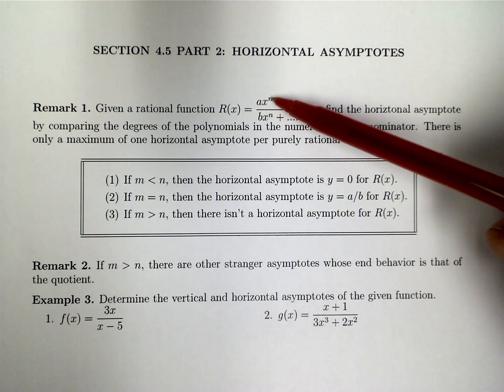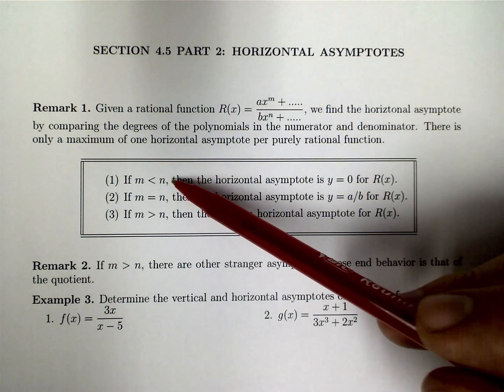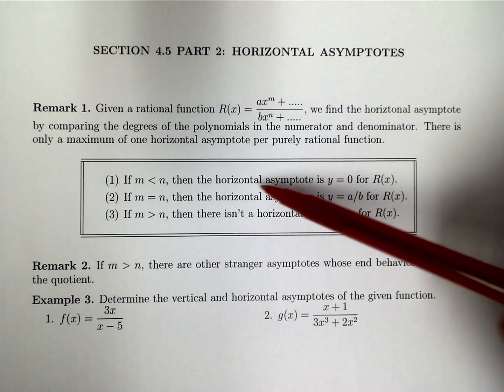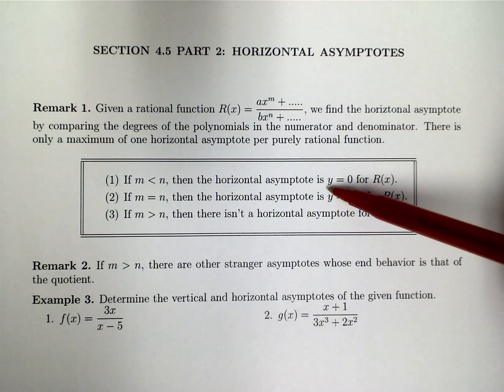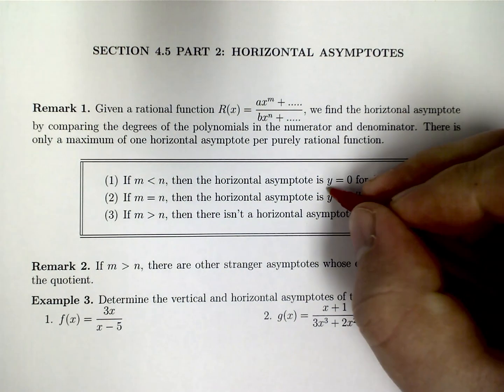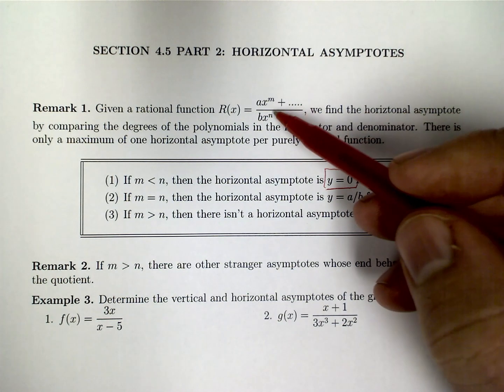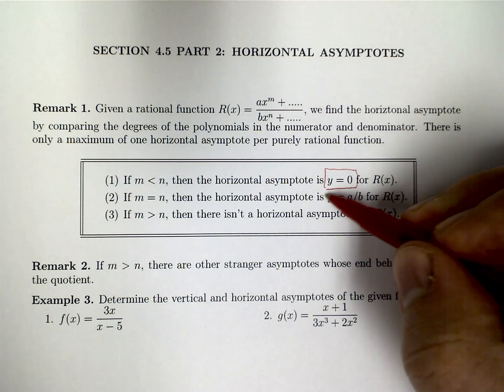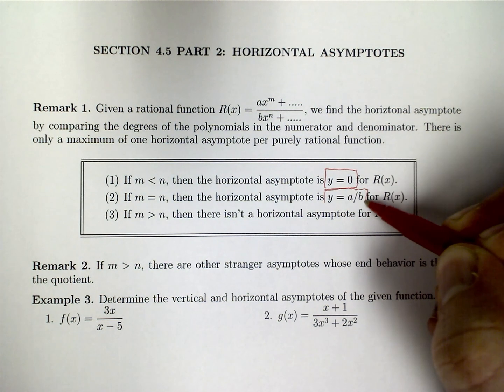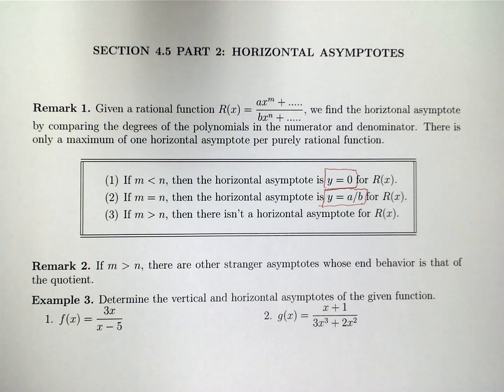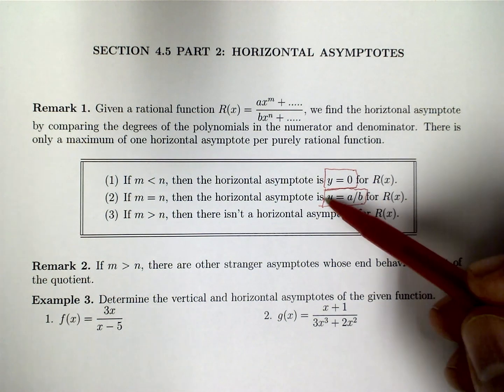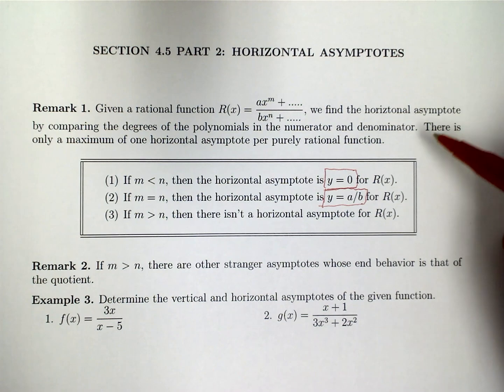If the numerator is smaller in degree than the denominator, then as it turns out, the horizontal asymptote is always y equals 0. If they're equal, then as it turns out, it's y equals a divided by b. So again, both are horizontal lines, represented by horizontal lines here.